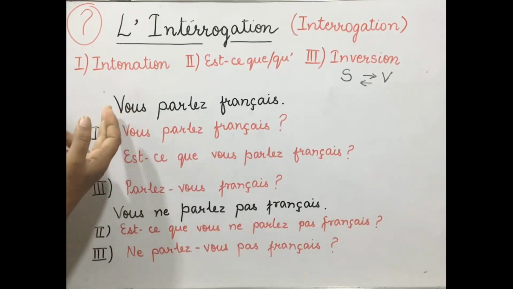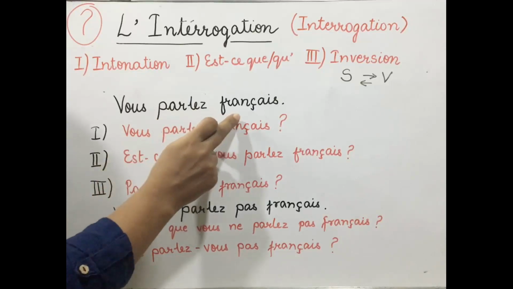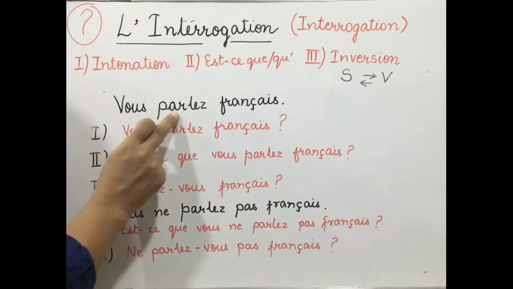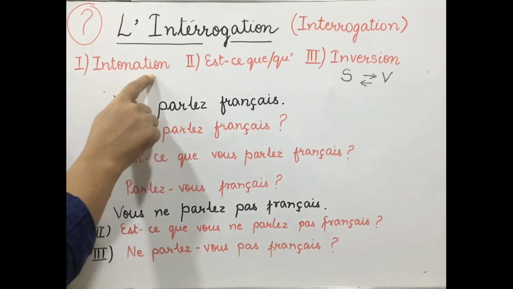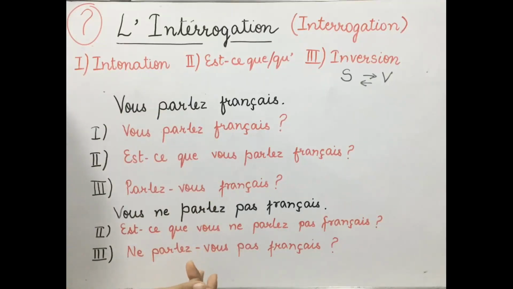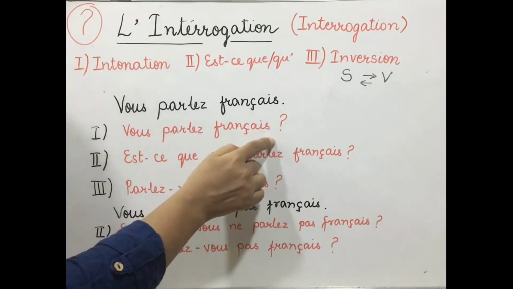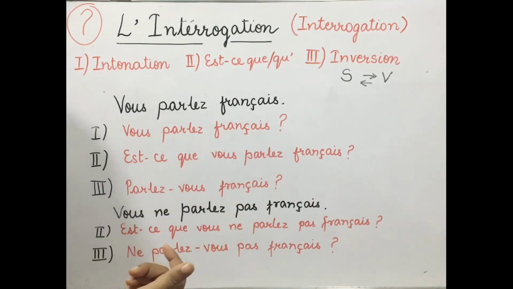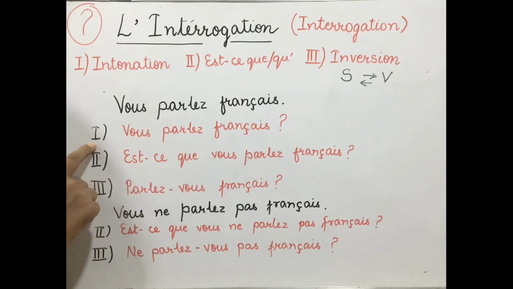I'll explain here. I have taken one sentence, which is vous parlez français. That means you speak French. Vous parlez français. Now the first is intonation. Intonation means you just need to change the tone of your voice and present it as if it is a question. So you say vous parlez français? That's a question. So I just changed the tone of my voice. So this is the intonation form.